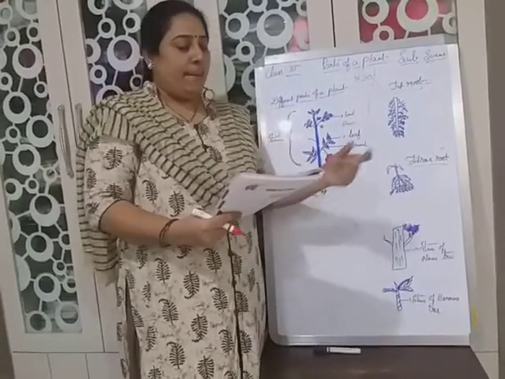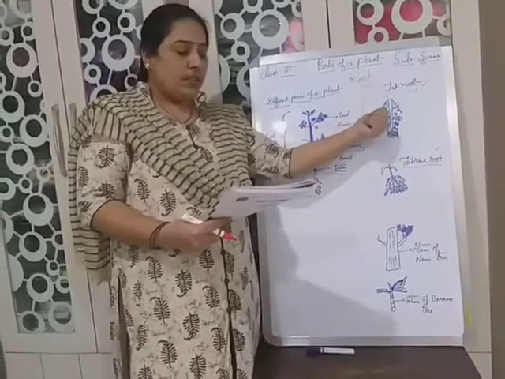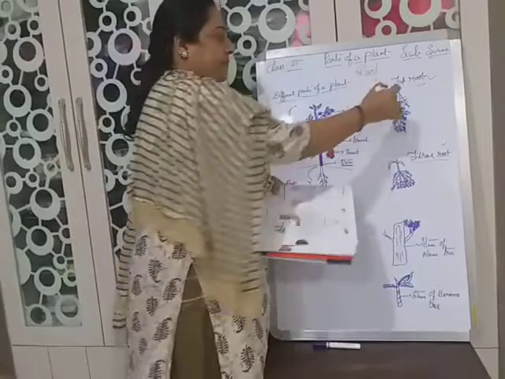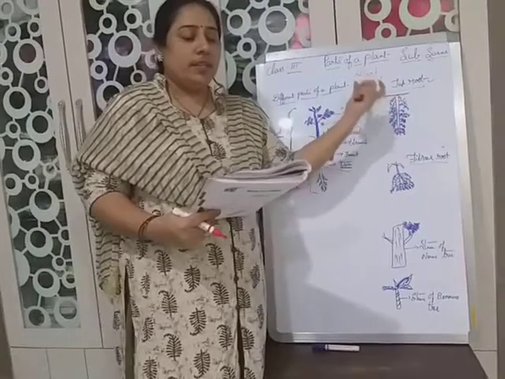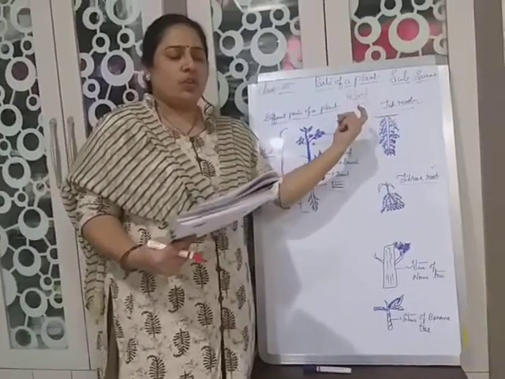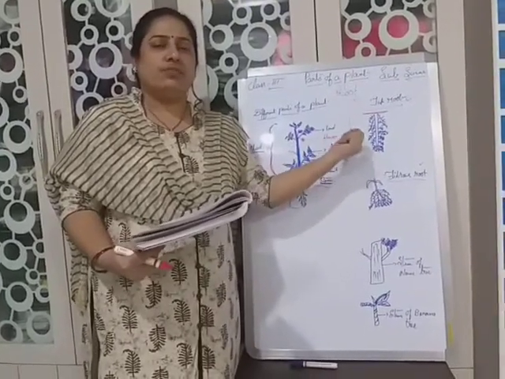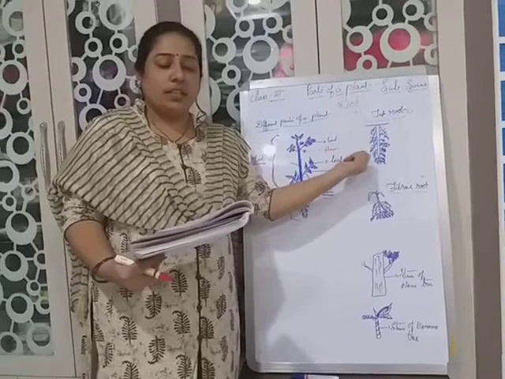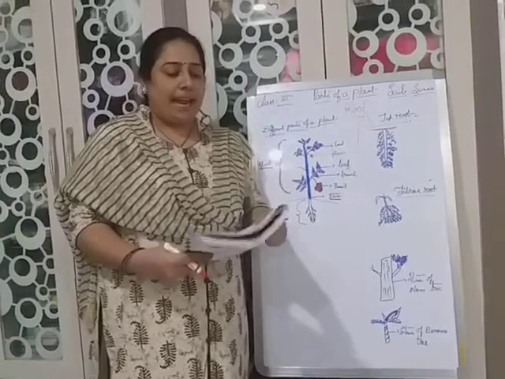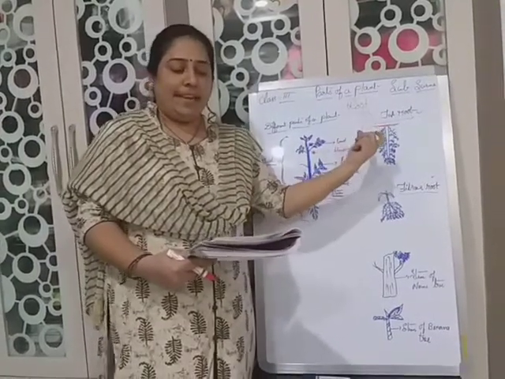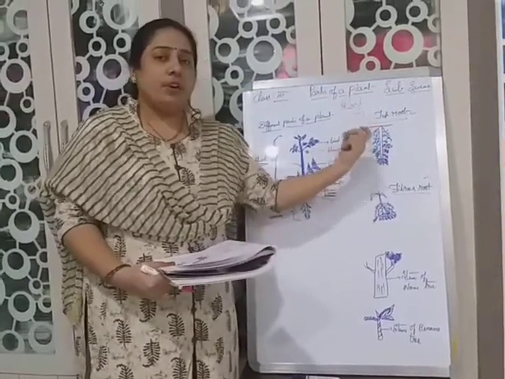Taproot system. When a main root grows from the end of a stem, this is called the taproot system. And many small roots grow from the main root. Plants like balsam, beet, and mustard have taproot system. All these have taproot system.